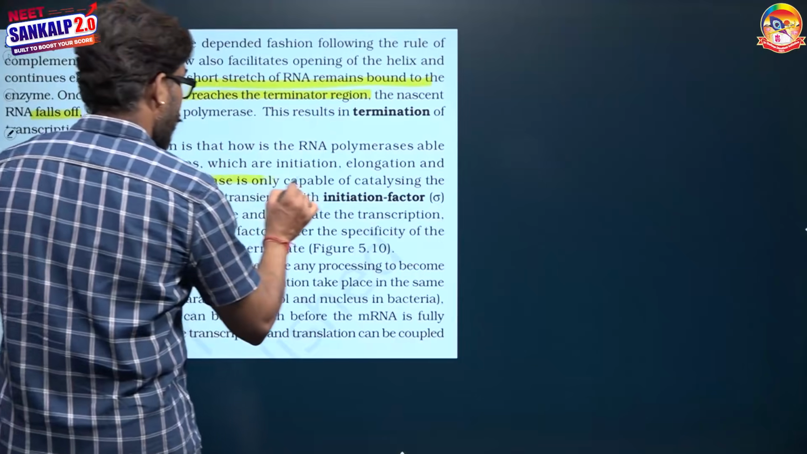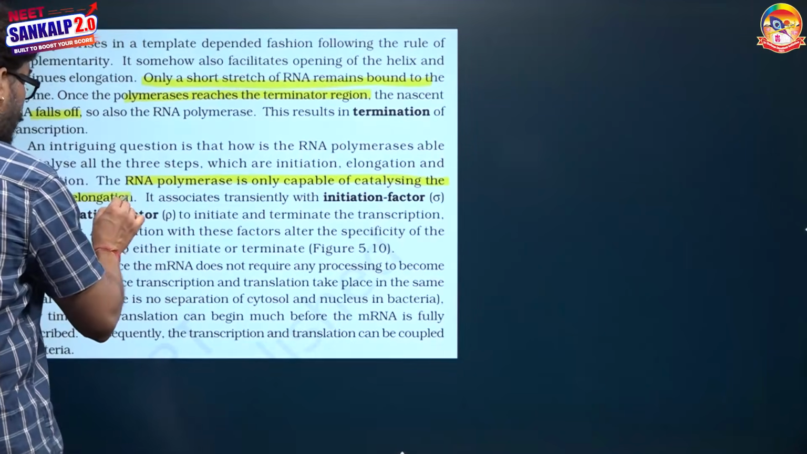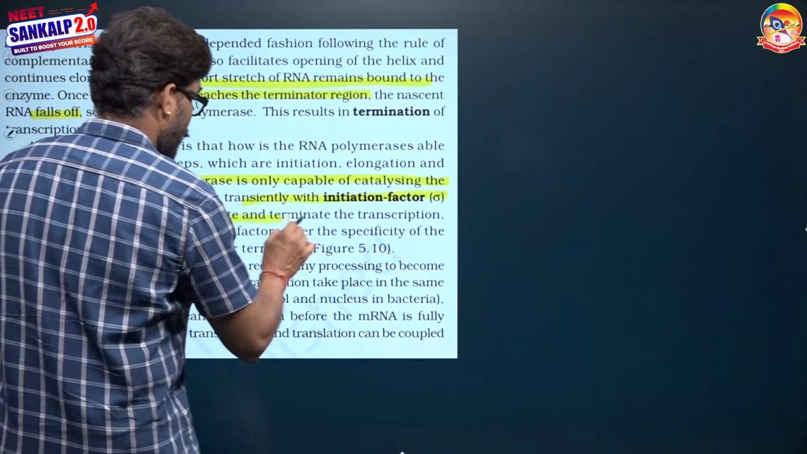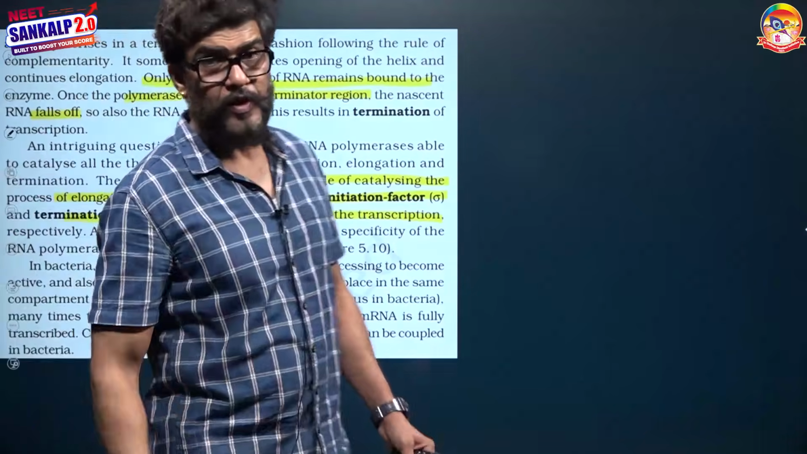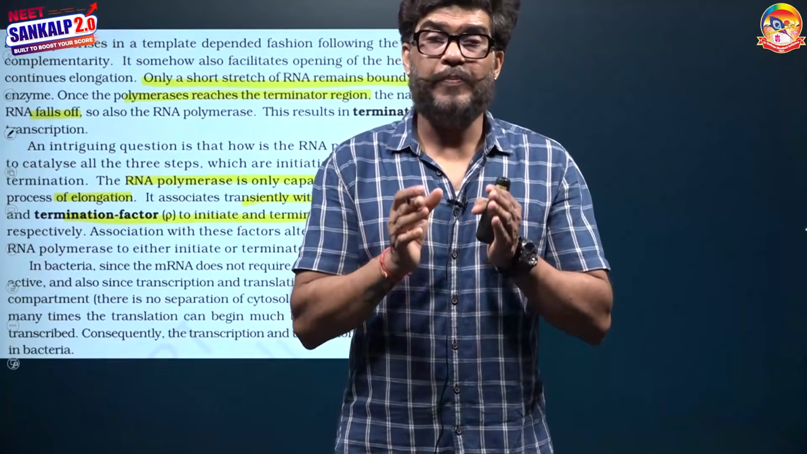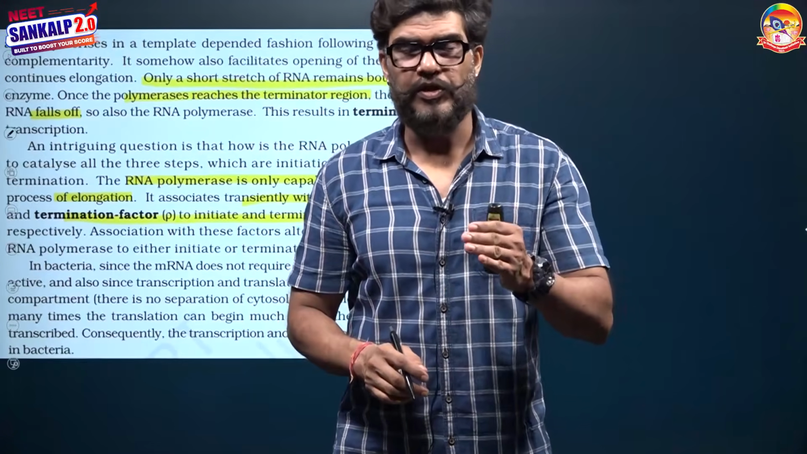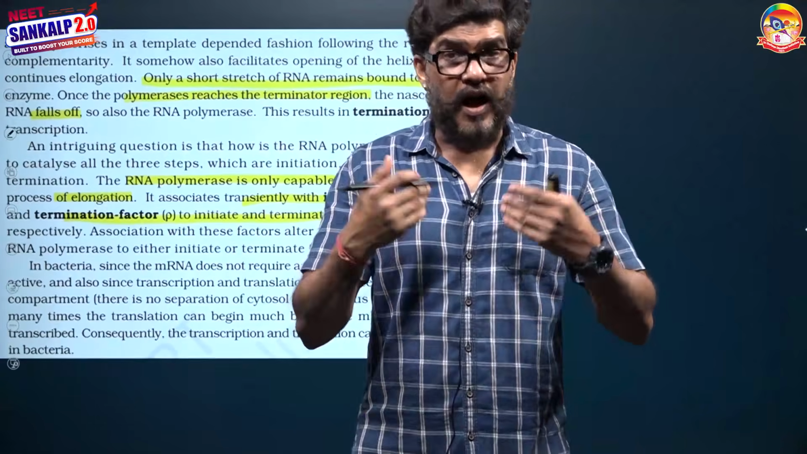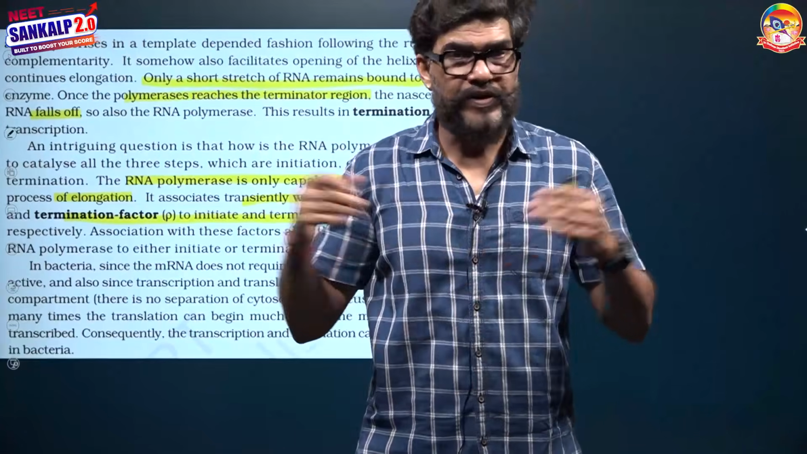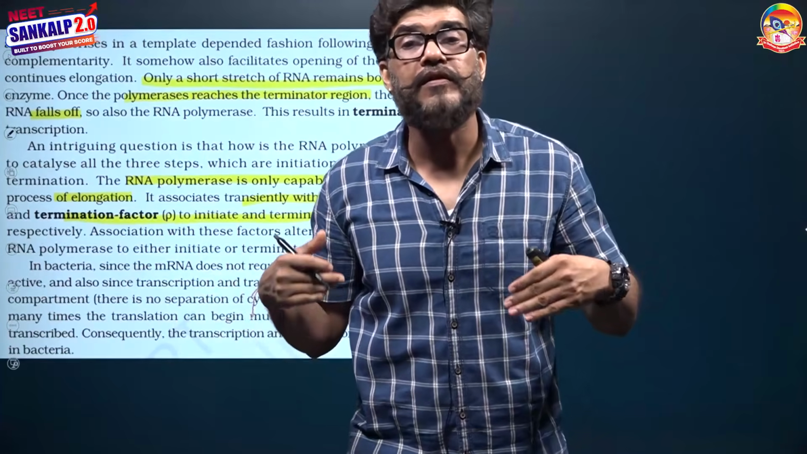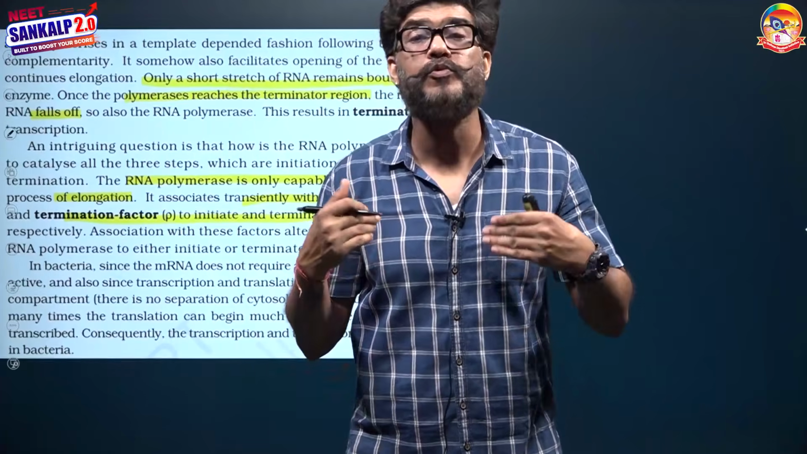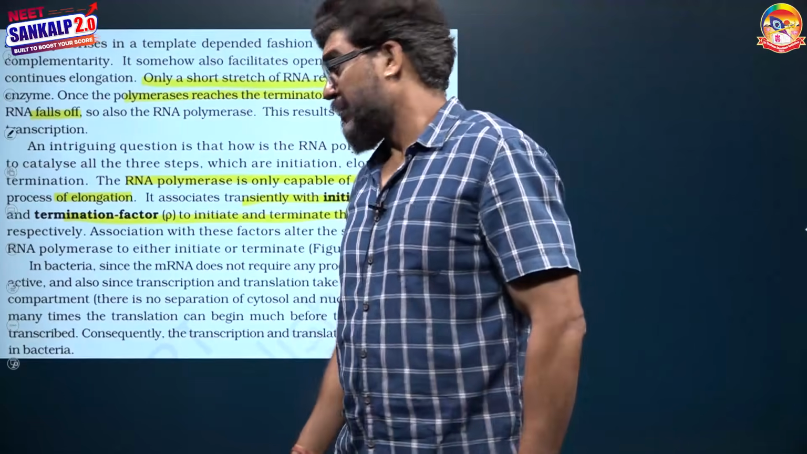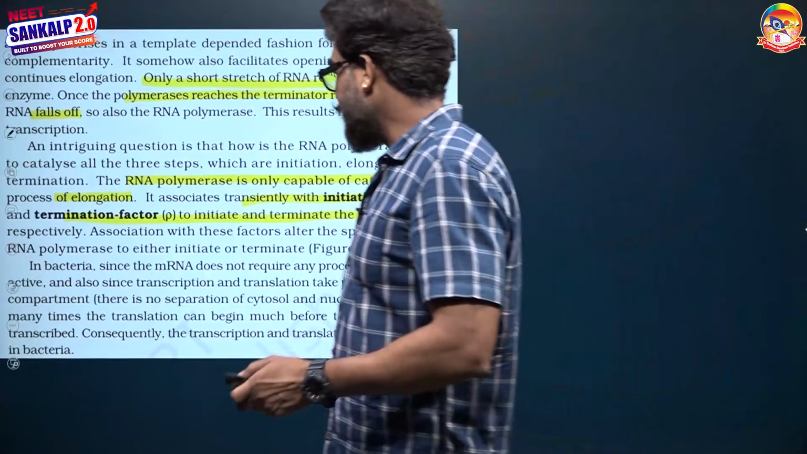RNA polymerase by itself is only capable of catalyzing the process of elongation. But when it is present along with the sigma factor and termination factor, it can initiate and terminate the process of transcription. So what is the question? RNA polymerase catalyzes what? Answer: all three steps, initiation, elongation, termination. If they ask what part of transcription RNA polymerase itself, without any additional factor, carries out, then the answer would be elongation. In our NCERT Explorer, this question is given.